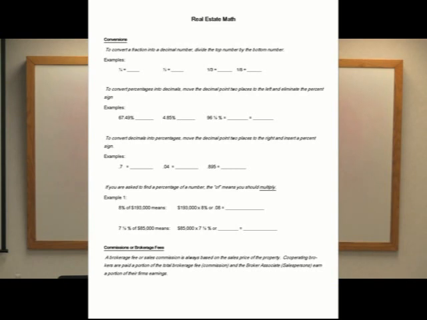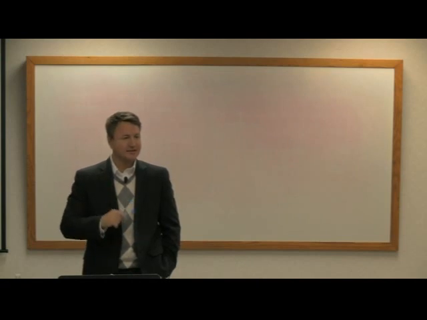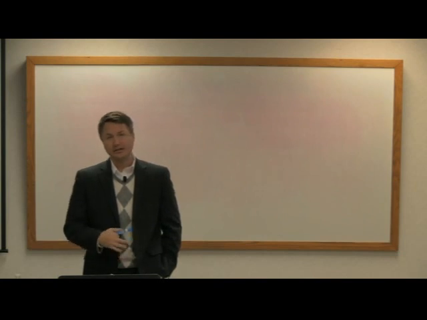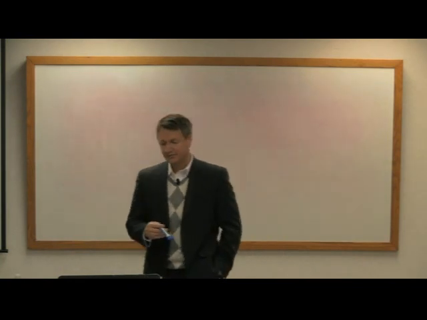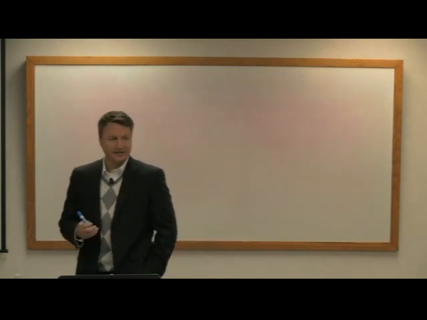If we're going to convert a fraction into a decimal number, we're going to divide the top number by the bottom number. So if you look at your handout, you'll see the first one underneath examples is 1/4. If we want to convert that into a decimal, or a number we can use on our calculators, we'll take the 1, hit the divide sign, then hit 4, and we should get 0.25. For 1/2, 1 divided by 2, we should get 0.5.